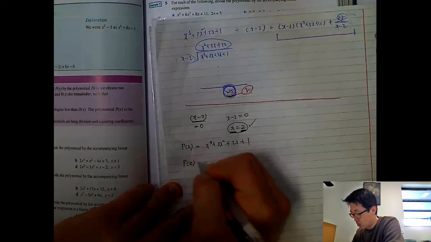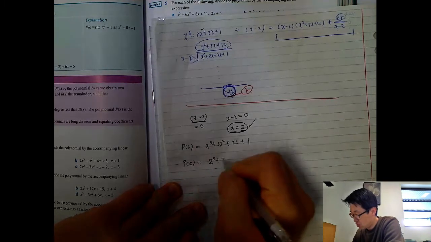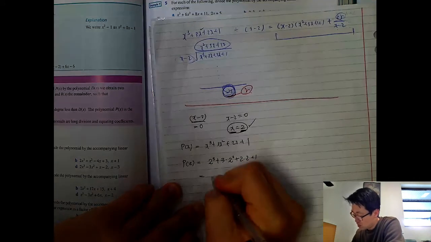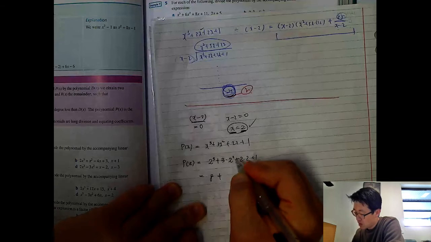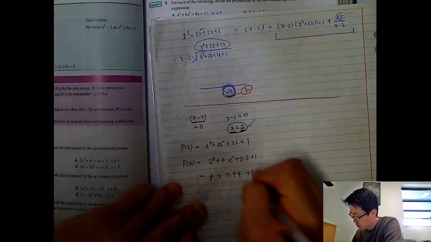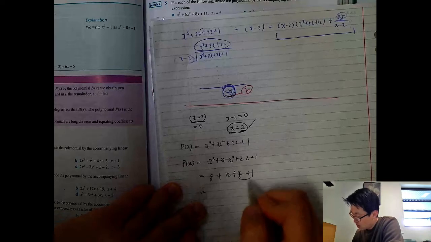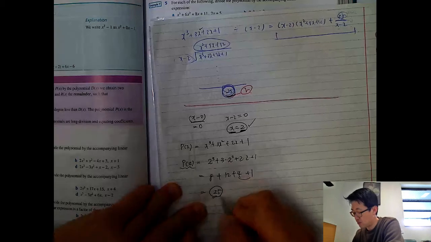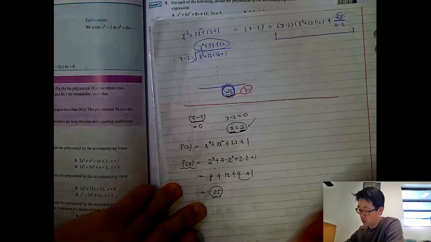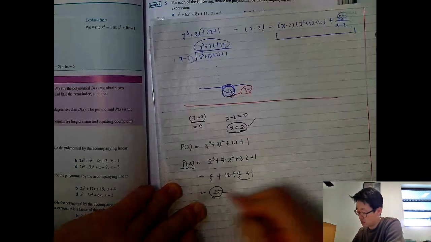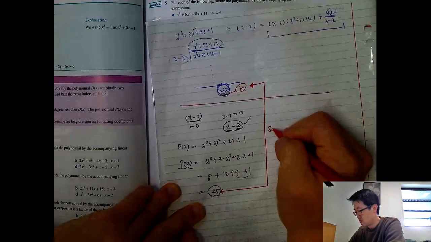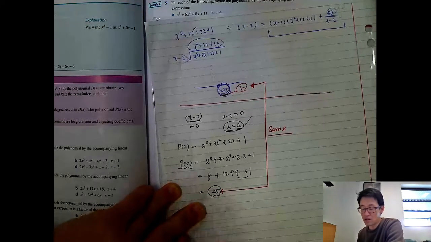P of 2 equals 8 plus 3 times 4 plus 4 plus 1. 4, 12, 4, 1, 5, 13, 25. What do we get? 25, which is the same as the remainder. That's the remainder theorem. Okay, let's go back and check that.